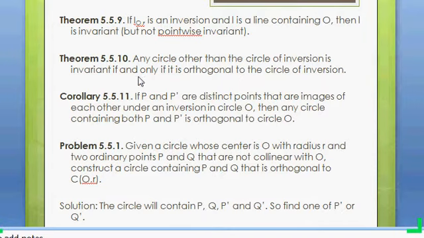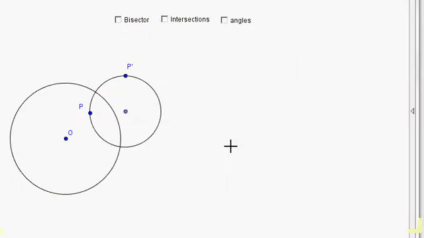The corollary to that says if P and P prime are distinct points that are images of each other under an inversion, circle with center O, radius R, then any circle containing both of those points is going to be orthogonal to O. Okay, the corollary follows directly from the theorem, but here's just a picture of what's going on.